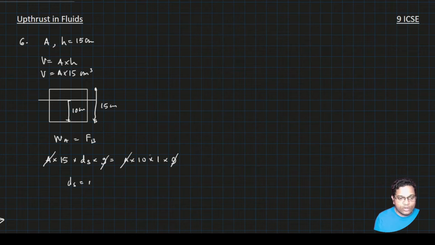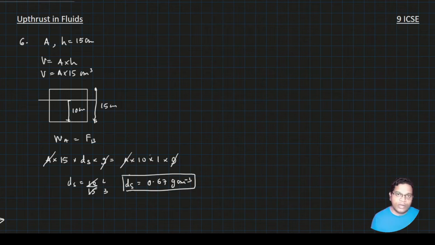So therefore density of wood we get as 10 by 15, that is 2 by 3. So density of wood is equal to 0.67 gram per centimeter cube. Now if you want to express it in kg per meter cube, you will have to multiply by 1000.